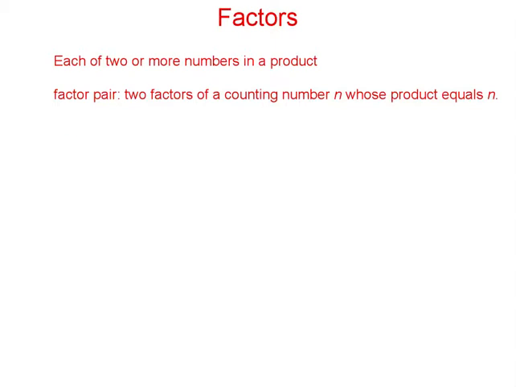So if we had a problem like 2 times 3 times 3 in the number model, it doesn't have to be just 2 factors, it can be 2 or more. 2 times 3 is 6, times 3 is 18. So 2 is a factor, 3 is a factor, this 3 is a factor, and 18 is the product. The numbers being multiplied together are the factors. The answer you get is the product.